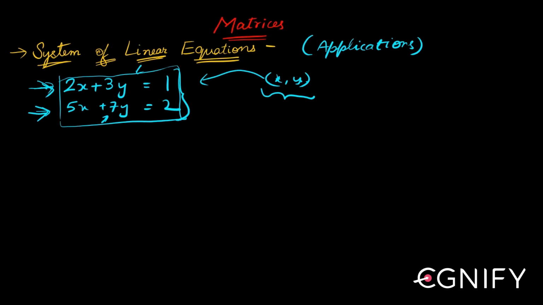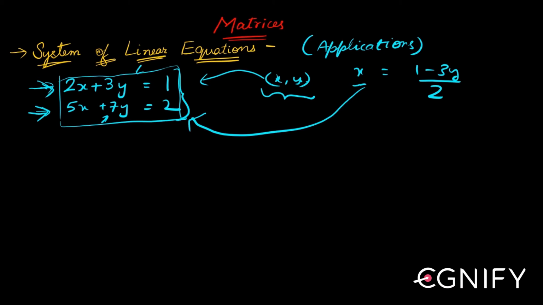So in your lower classes you would have studied various methods, elimination method, substitution method, where what you can do is you can separately get x from here, which is 1 minus 3y by 2, and you can put this x in the second equation and get what y is, and then finally get what x is. You can do all that, right, when you have two equations.